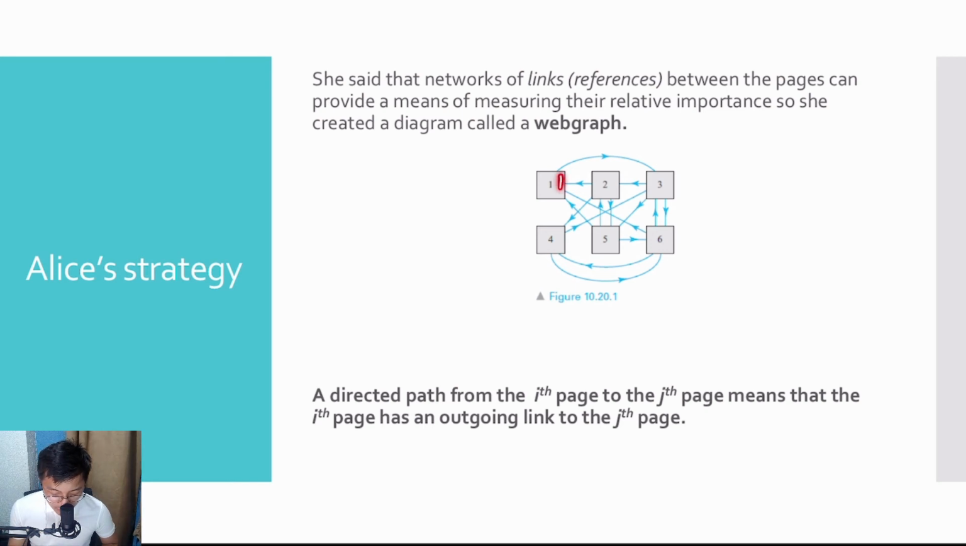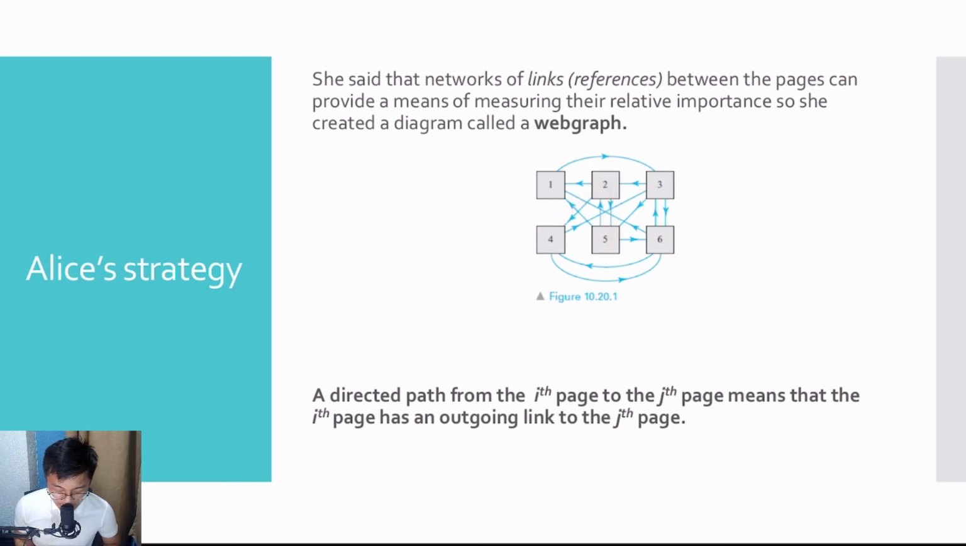So for example, page 1. Page 1 has outgoing links to page 3. Where else? I think it's just page 3. No? Okay, that's one example. So for page 2, what are its outgoing links? It has outgoing links to page 1 and page 5 and page 4 and so on.